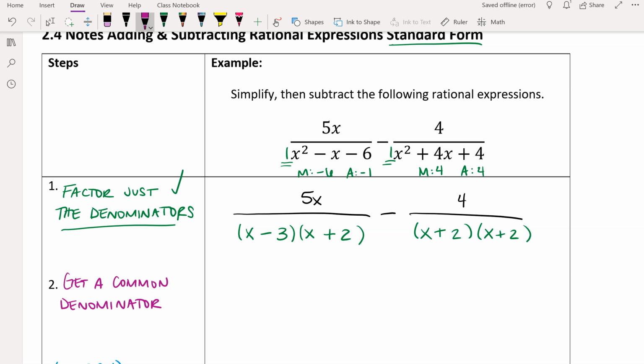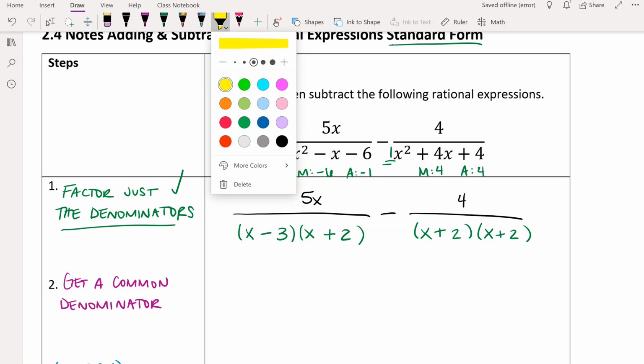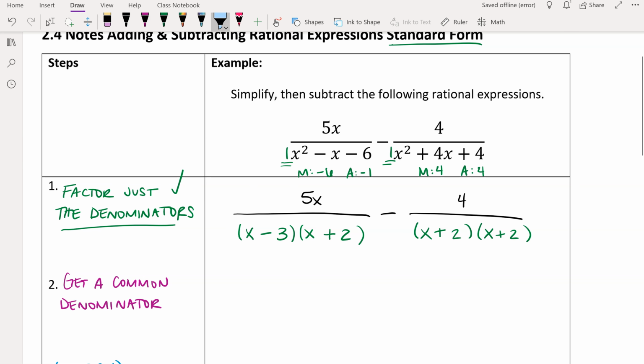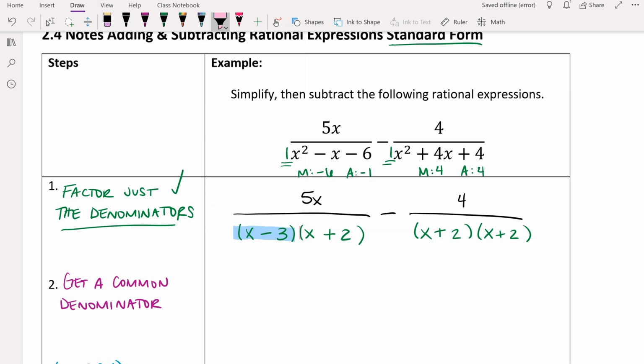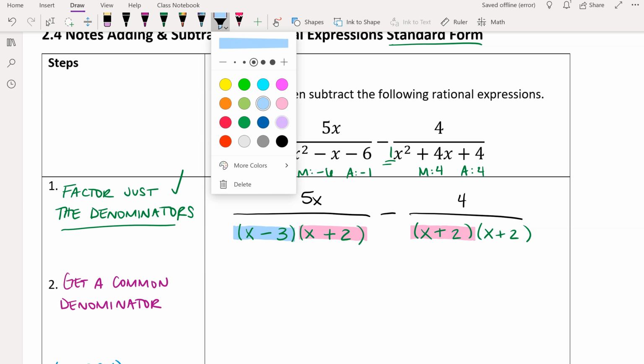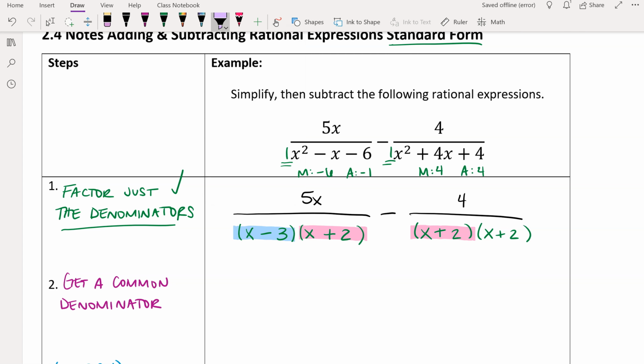Now we need to get a common denominator. So remember, the way that we got common denominators is we look at the factors in our denominator. We need one of each piece, or one of each factor. And then if there's a pair, we're only going to copy one. So we see 1x minus 3. As I keep looking, I see there's an x plus 2. And then we have a pair, another x plus 2, right?